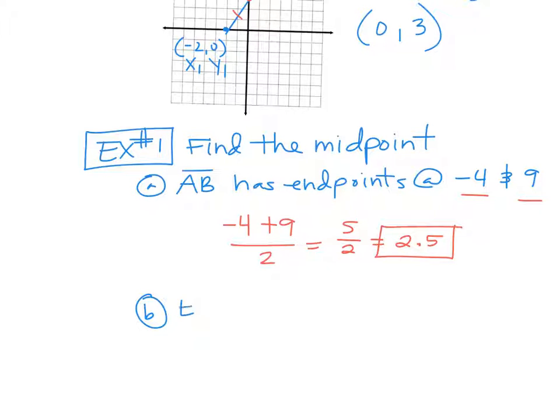Other times they're going to say EF has endpoints of 7, 5.